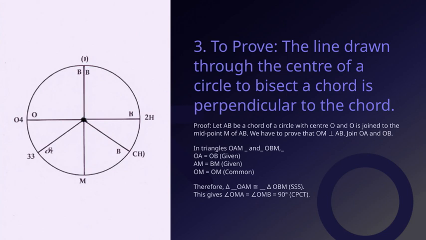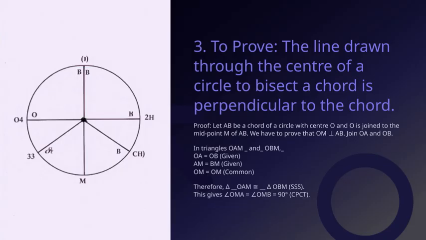First, OA equals OB because they are both radii of the same circle. Second, AM equals BM because M is the midpoint of AB. And third, OM is common to both triangles. Since these three pairs of sides are equal, we can conclude that triangles OAM and OBM are congruent by the side-side-side, or SSS, criterion. From this congruence, it follows that the angles at M, specifically OMA and OMB, are equal. Because these angles are equal and they form a right angle, we find that OM must be perpendicular to AB.